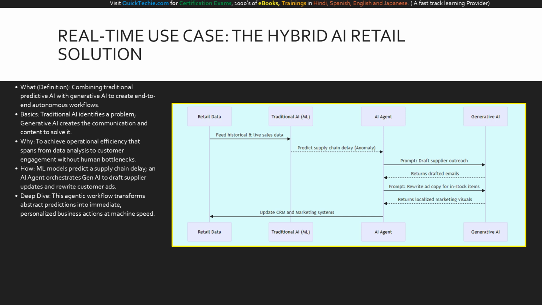Let us walk through the sequence diagram to see the hybrid workflow in action over time. First, retail data feeds into our traditional ML model, which excels at analysis. The ML model detects an anomaly and sends a delay prediction alert to our central AI agent. Now the magic happens, the agent acts as an orchestrator. It sends a prompt to the generative AI model to draft supplier outreach emails, which the Gen AI quickly returns. Immediately after, the agent prompts the Gen AI again, this time to rewrite ad copy for items that are actually in stock. Finally, the agent updates the enterprise systems. We move seamlessly from traditional prediction to generative creation.